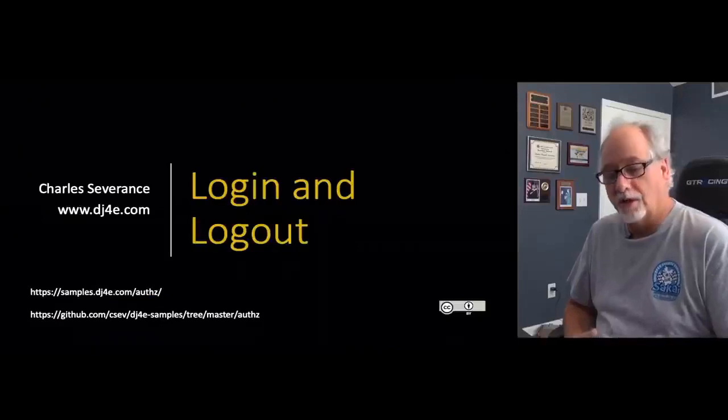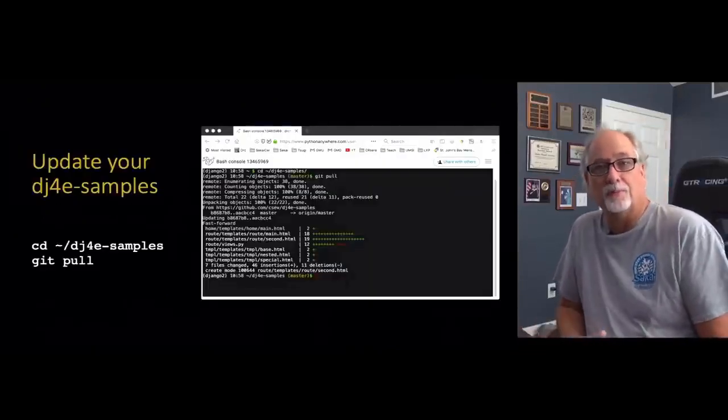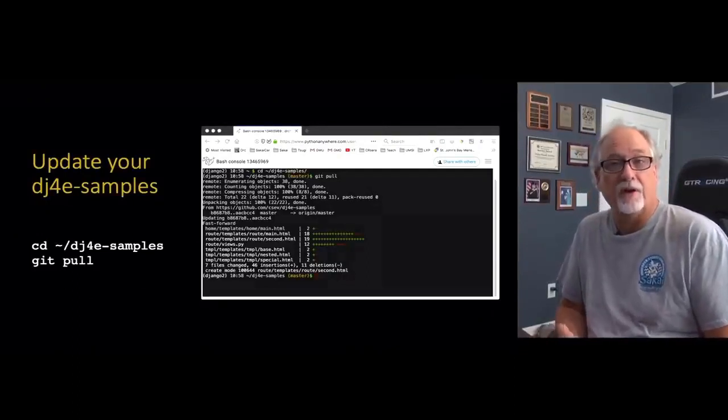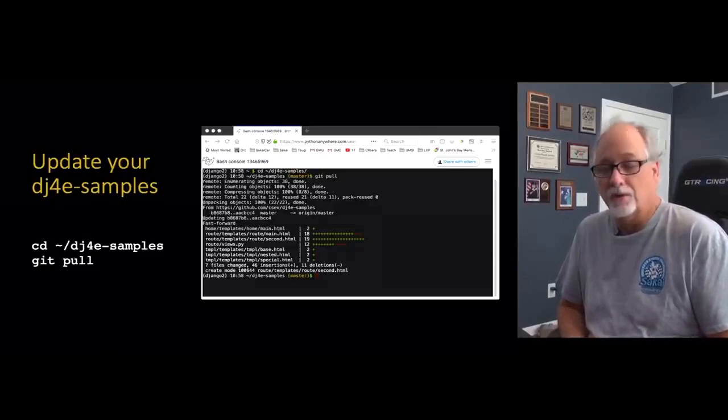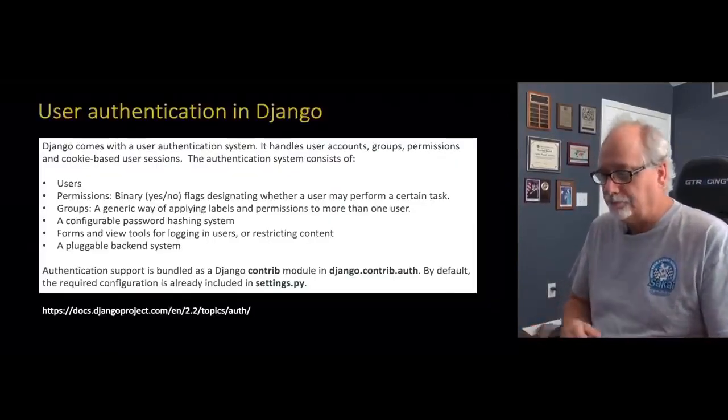Our next topic is to talk about log in and log out. Now, just in general, I have this GitHub repository called DJ Free Samples, and every once in a while you ought to see if I've found some bugs and fixed them. So go over to your samples and do a git pull. So every once in a while, just do that.